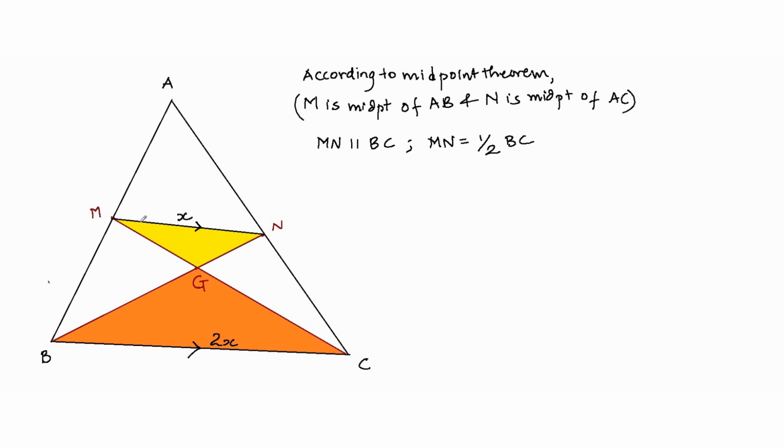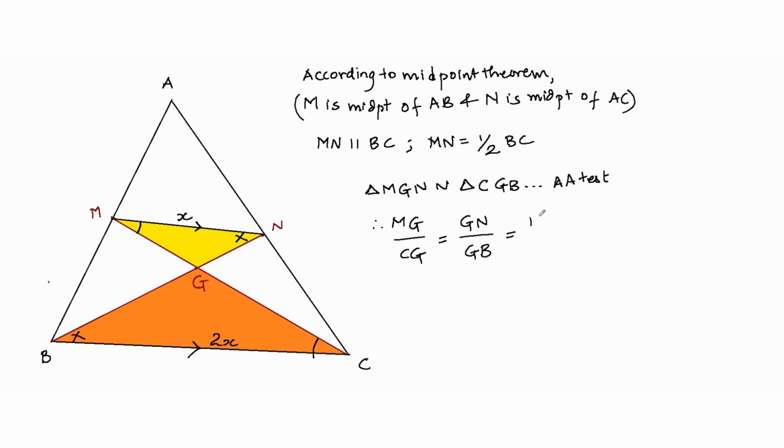MN is parallel to BC, which means that the angle M here is equal to angle C, alternate interior angles. And similarly, I have angle N equal to angle B in this triangle, again because of alternate interior angles. So I can say that triangle MGN is similar to triangle CGB according to the AA test. And therefore, if I take the ratio of the sides, I can say that MG upon CG is equal to GN divided by GB is equal to MN divided by CB.